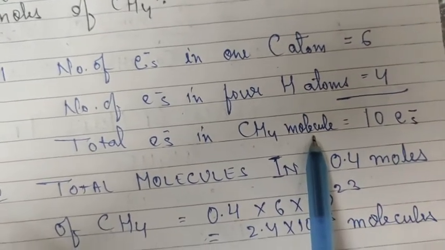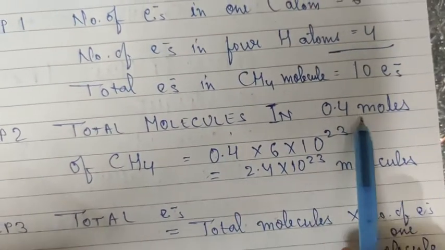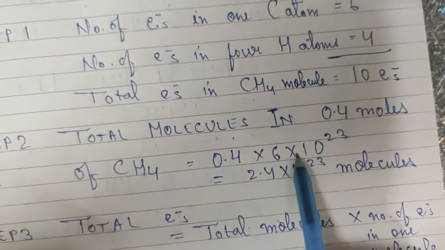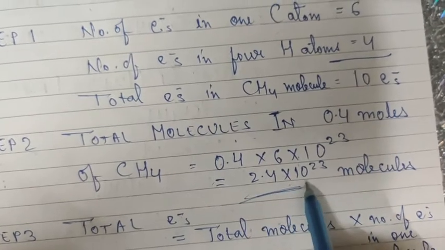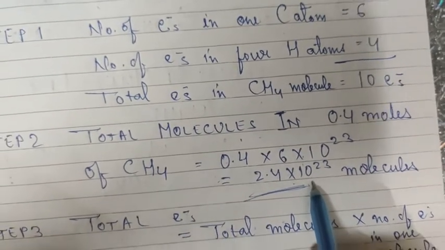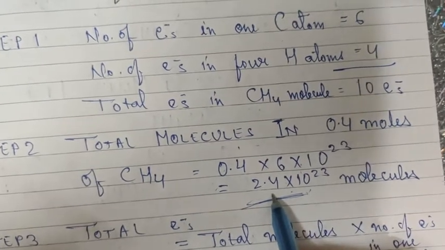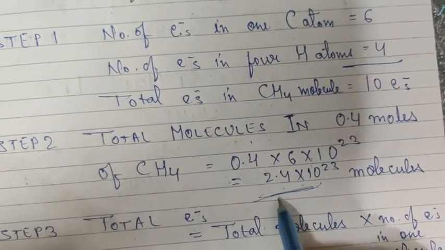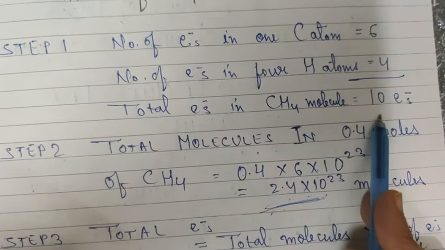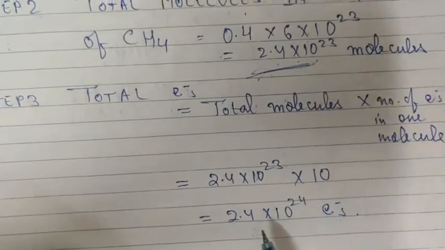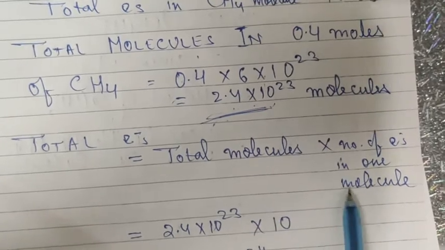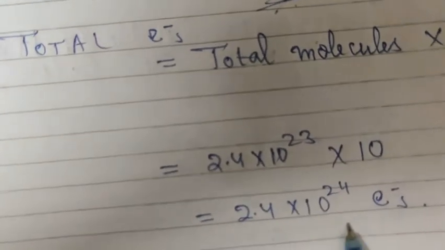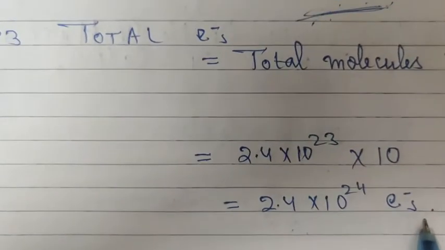Now we have electrons here. So total molecules in 0.4 moles will be how many? It will be equal to 0.4 into Avogadro's number. Now we have total molecules as 2.4 into 10 raised to the power 23. We have electrons in one molecule and we have the total number of molecules with us. So in the next step, what can we do? We can simply multiply this with the number of electrons, which I have done here. I have multiplied the total number of molecules with the number of electrons in one molecule. So the answer will come out to be 2.4 into 10 raised to the power 24. This is the final answer for question 3.